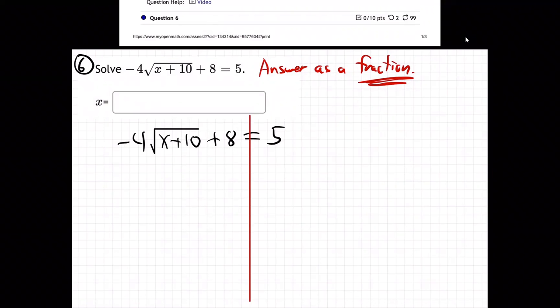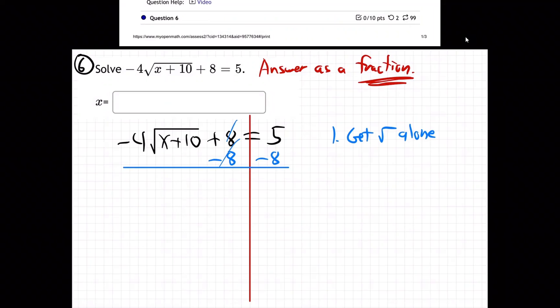Here's the equal sign, got left side, right side. So you know the deal. Whenever we have a root in there, you know the game plan. Step number one is to get the root alone. Got to get the root alone. So subtract 8 from both sides for starters.